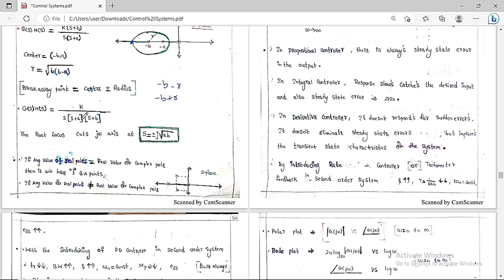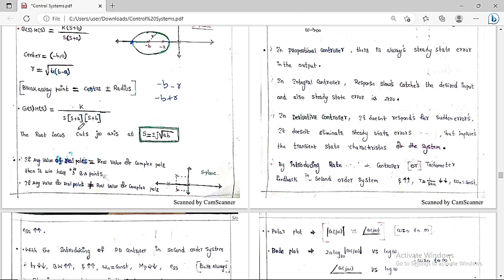So if the overall transfer function is in the format of K by s into (s plus a) into (s plus b), then by the direct formula the root locus is going to cut the imaginary axis, the j omega axis, at the particular point s equal to plus or minus j into under root over ab. So this is a shortcut formula you have to keep in your mind.